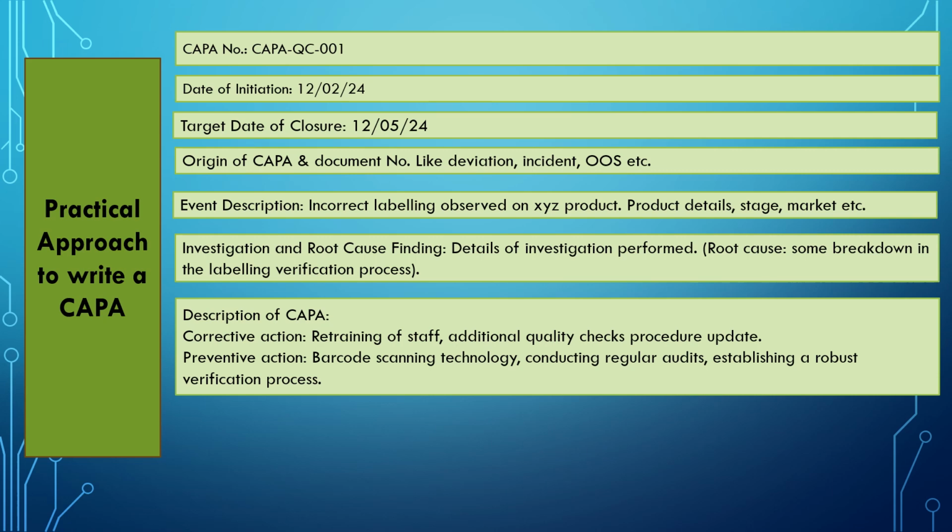Next is description of CAPA. As we discussed in the previous slides for corrective action and preventive action, I am taking that as an example. The corrective action was retraining of staff, additional quality checks, procedure update, right? And the preventive action was implementing barcode scanning technology, conducting regular audits and establishing robust verification processes, right?